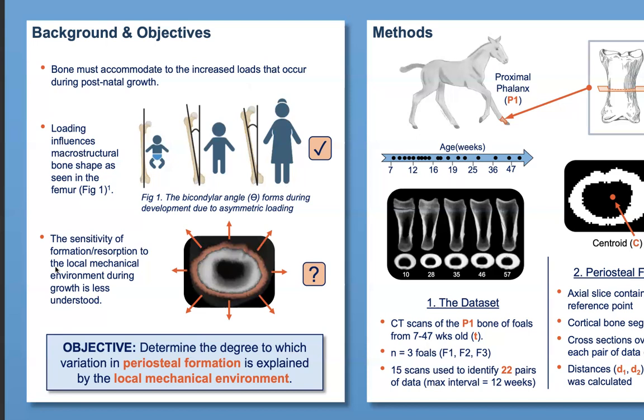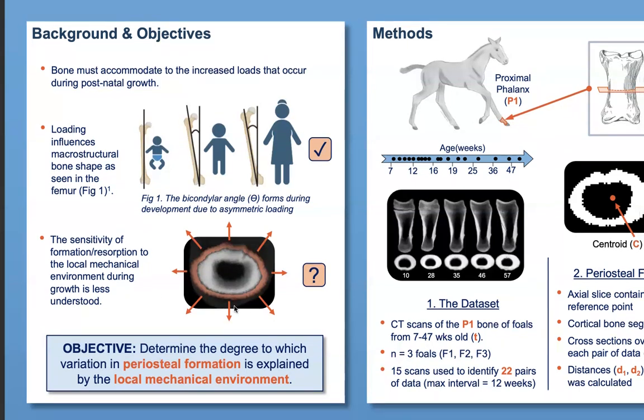Now, the sensitivity of formation, resorption, and bone modeling to the local mechanical environment during growth isn't as clearly understood. We know that longitudinal growth is load dependent. However, the particulars of load dependence on radial growth, which is depicted here in this image, isn't as clear. That brings us to the primary objective of this study, which was to determine the degree to which variation in periosteal formation rates is explained by the local mechanical environment.